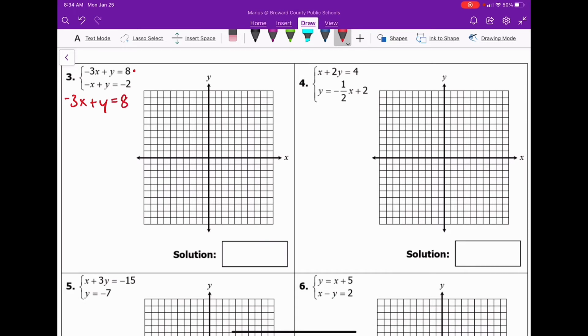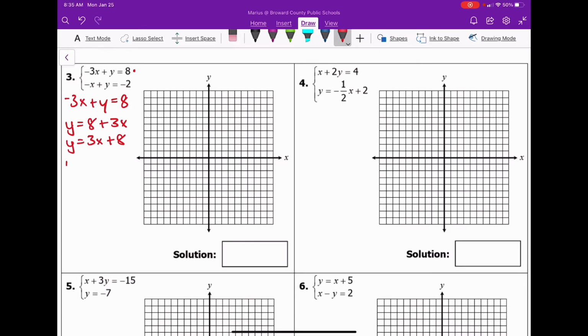Now, I have to move the 3x to the other side. In order to do that, the sign of it has to change. So now it's negative 3x, it's going to become positive 3x. So it's going to be y equals 8 plus 3x. But we want to write it with the x term in front. So we're going to write it as y equals 3x plus 8, because the 8 was already positive.